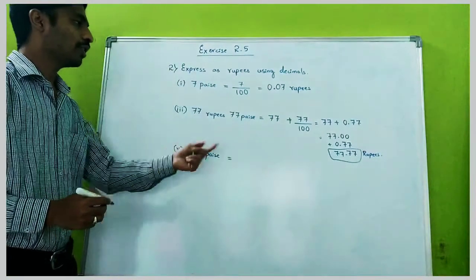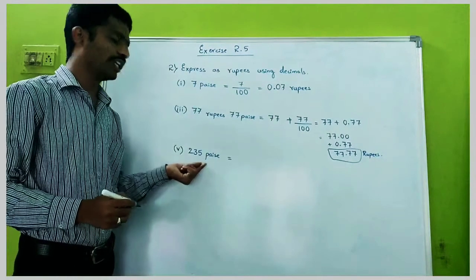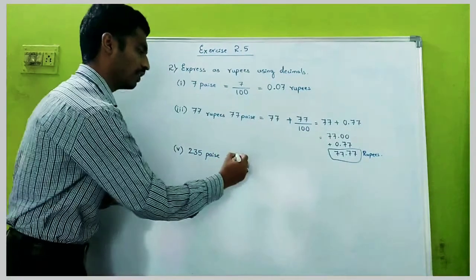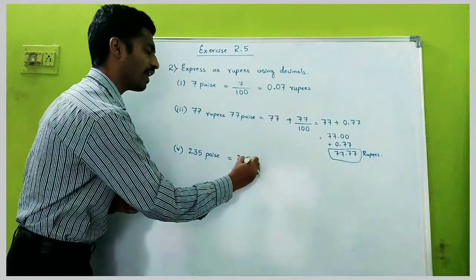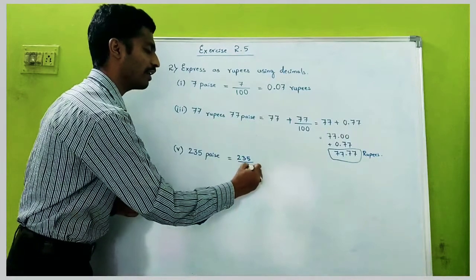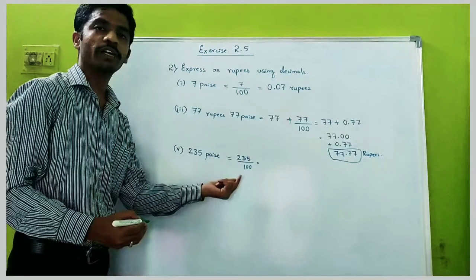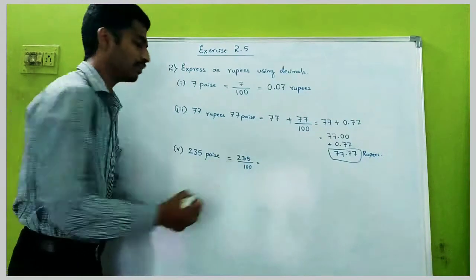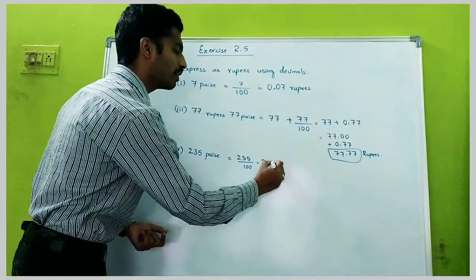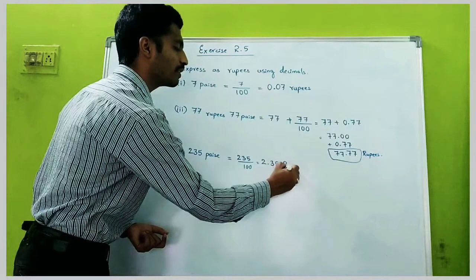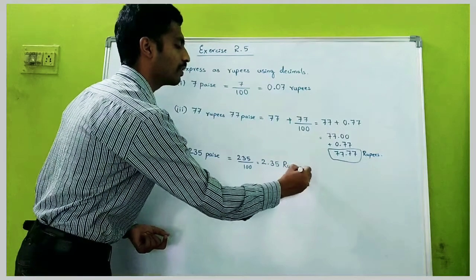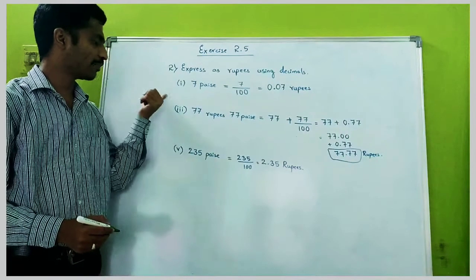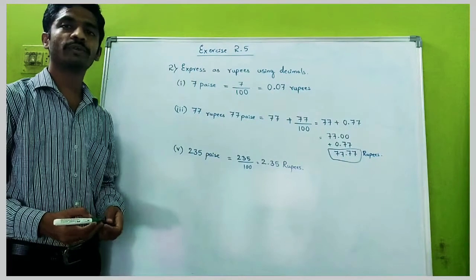Understood? So now coming to 235 paise. How to convert this? Simple, again divided by 100. So 235 divided by 100. After how many numbers we have to put the point? After 2 numbers we have to put the point. So 2.35 rupees. Okay, this is our answer. So here I skipped the second one and fourth one. Do it as your practice.